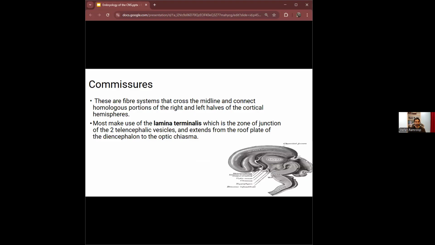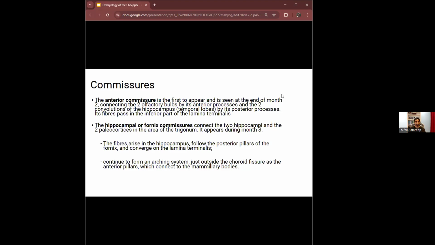So commissures are the interhemispheric fibrous systems that allow communication between matching cortical areas. Most of them develop through the lamina terminalis, the midline junction between the two telencephalic vesicles. The first to form is the anterior commissure, appearing at the end of the second month. Its anterior fibers connect the olfactory bulbs, while its posterior fibers link the temporal lobes, including the hippocampal gyri, which all pass through the inferior part of the lamina terminalis.